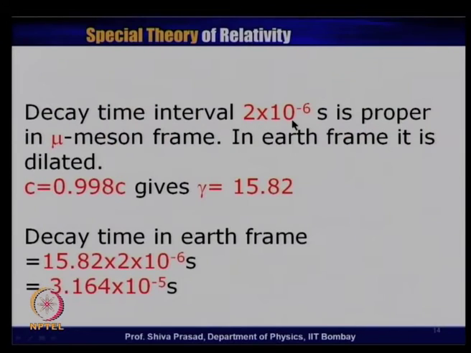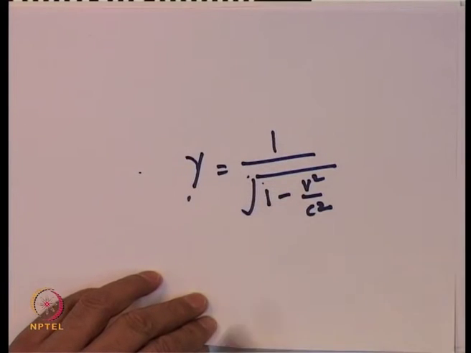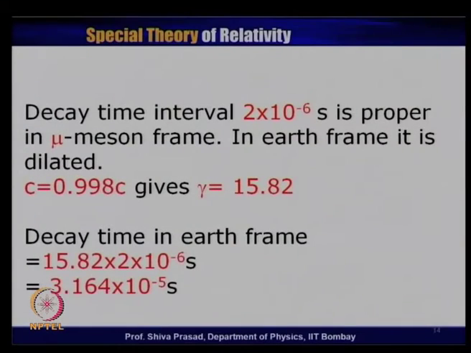The decay time interval, 2 into 10 to the power minus 6 second, which is 2 microseconds, is proper in the mu meson frame. In the earth frame, it would appear to be dilated. If we take v equal to 0.998c and use the expression for gamma that we have just written, gamma is equal to 1 upon the square root of 1 minus v squared by c squared, you will get gamma equal to 15.82, approximately 16. It is a very large gamma. Therefore, the lifetime of the mu meson in the earth frame of reference will be this factor multiplied by 2 into 10 to the power minus 6 second, which turns out to be approximately 3 into 10 to the power minus 5 second, 15 times larger. It makes a lot of difference.